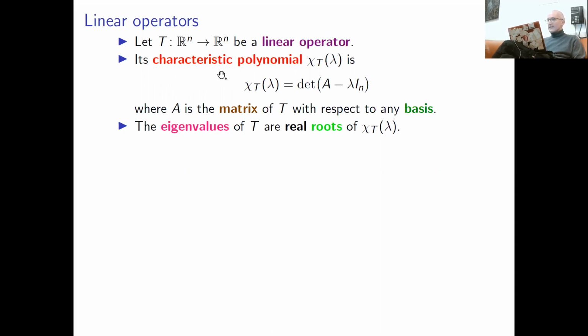We can take a linear operator and its matrix with respect to any basis of Rn. Then you can define the characteristic polynomial of your linear operator as the characteristic polynomial of this matrix. Here you have to justify that this definition makes sense. You have to show that this polynomial, the determinant of A minus lambda I, is independent of the choice of basis. But this follows from two results we proved in the previous parts of this lecture.